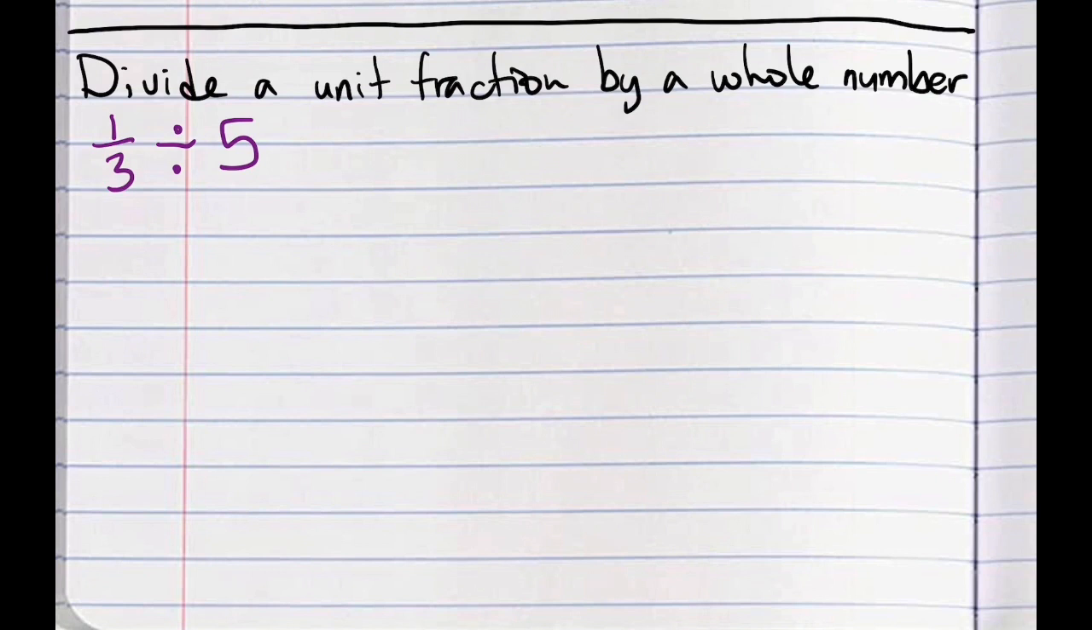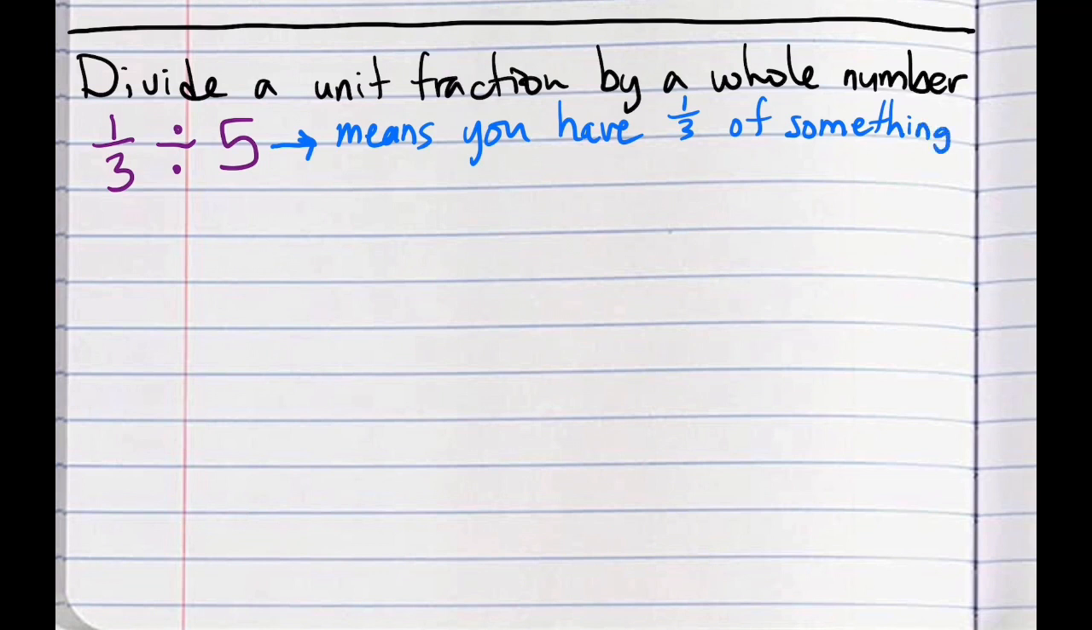All right, so in our first example, we started with the whole number 3. So let's think about this one. In a division problem, the first number represents what you're starting with. So for this one, it means that you have 1/3 of something and you're splitting it up into 5 groups.